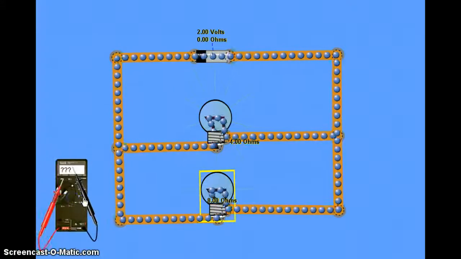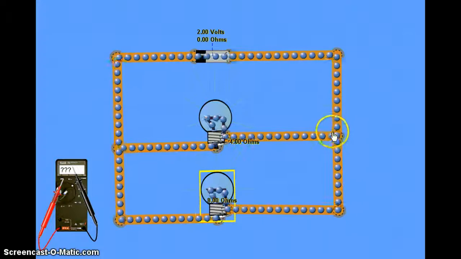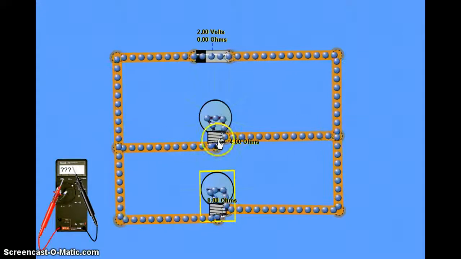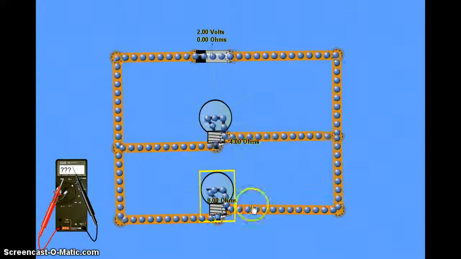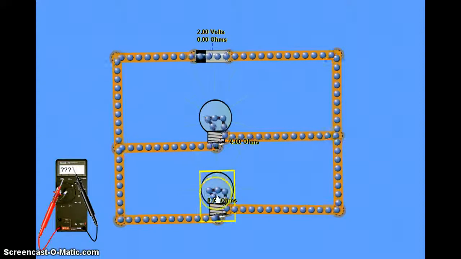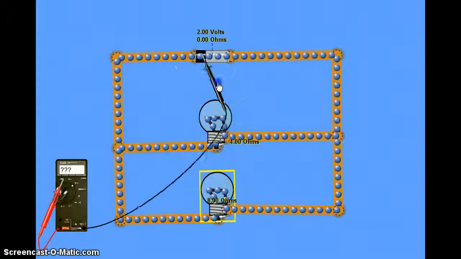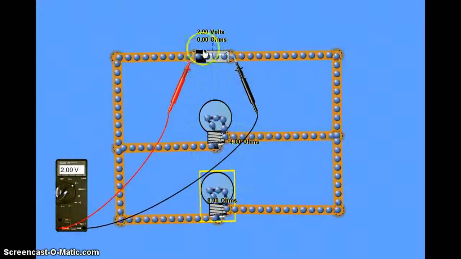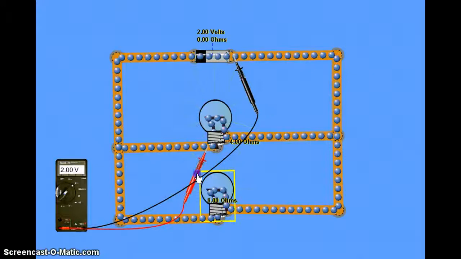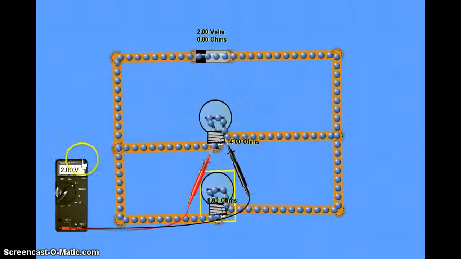Let's consider voltage again. Once again, as we follow a charge, the charge either goes through that branch and will use all of its voltage there, or it goes through that branch and uses all of its voltage there. And so we would expect the voltage over the battery to remain at 2 volts. There we go, it's a 2 volt battery. We would expect the voltage over this light bulb also to be 2 volts, which it is.